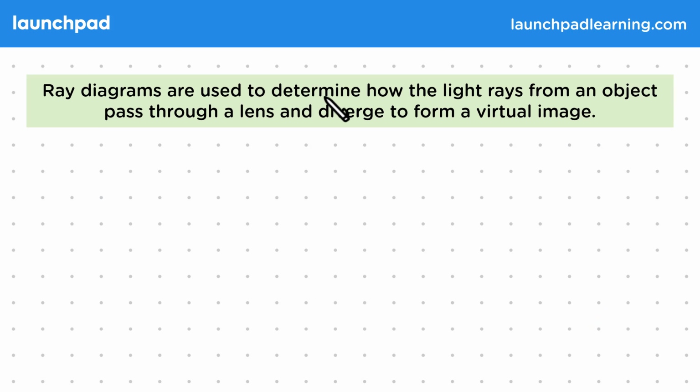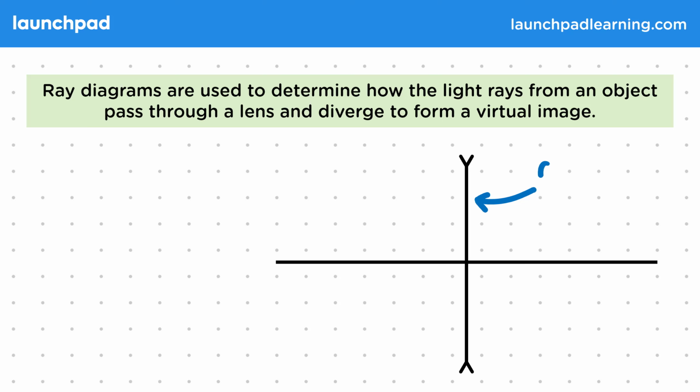Ray diagrams are used to determine how the light rays from an object pass through a lens and diverge to form a virtual image. Often, in an exam question, the lens and its principal axis will already be drawn for you. Here, this symbol has been used in place of a concave lens to make the diagram neater. You need to be able to recognise what this symbol means and not mistake it for a convex lens. Remember that the arrowheads here show how the lens is curving inwards at the top and bottom, just like a concave lens.